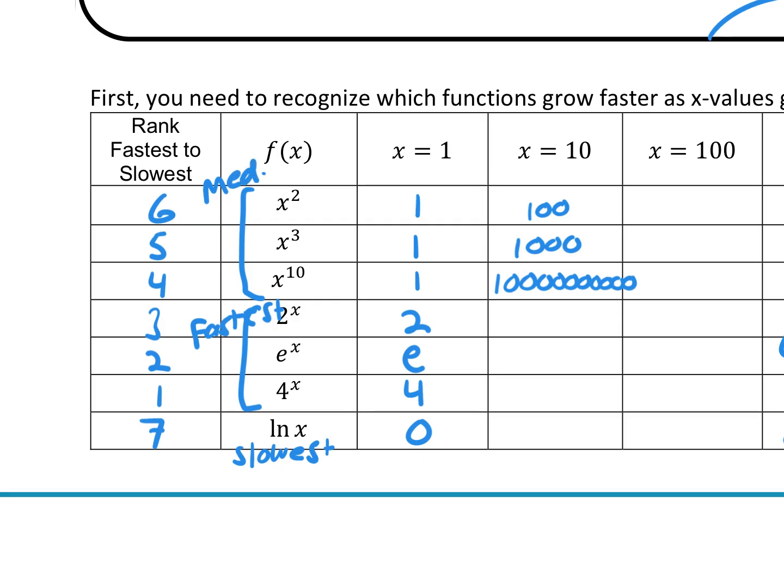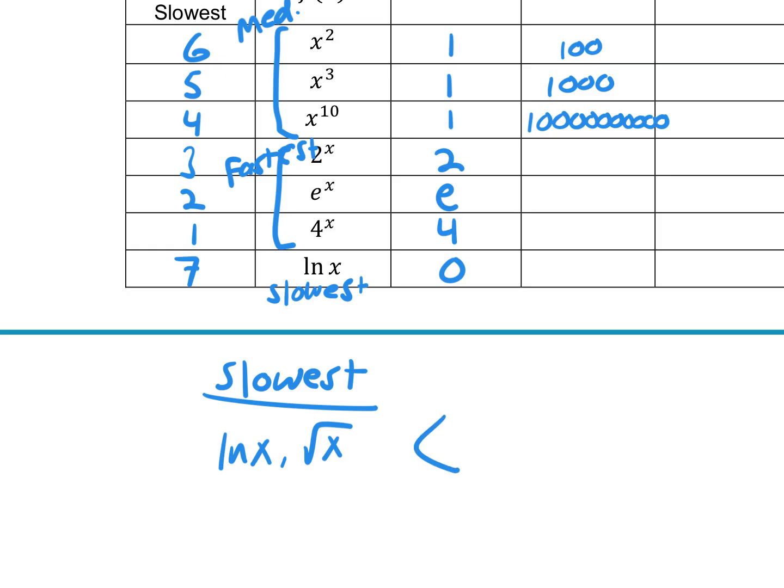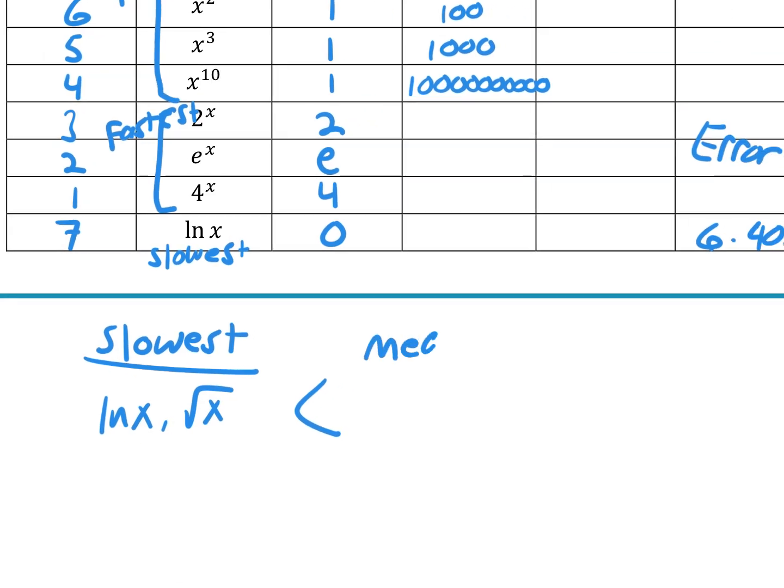All the polynomials are going to be kind of in between. They're going to grow fast, but not as fast as an exponential function. So at the bottom of this page, I would write that your slowest are always going to be ln of x, maybe a square root of x also. I know that wasn't in here, but a square root, if you remember the graph of a square root, doesn't grow that fast. And then in the middle are going to be your polynomial functions.